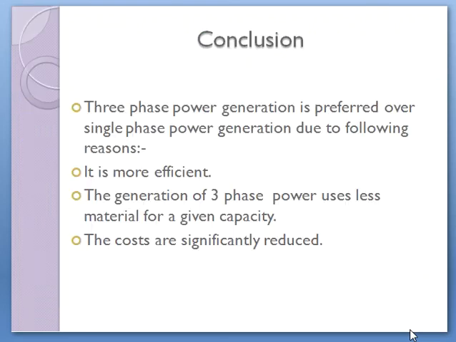So the three-phase power generation is preferred over a single-phase power generation, as it is more efficient, and three-phase power uses less material for a given capacity, so the costs are significantly reduced. But the question remains that the output voltage of the stator is not very high. It may be of the order of about 25 kV or 30 kV.